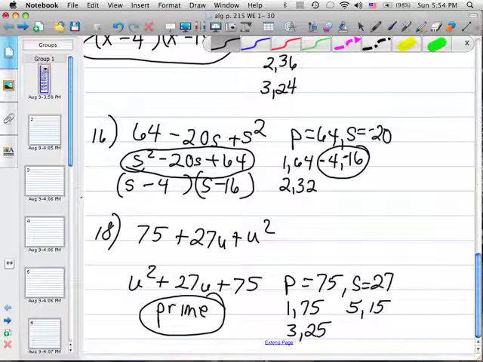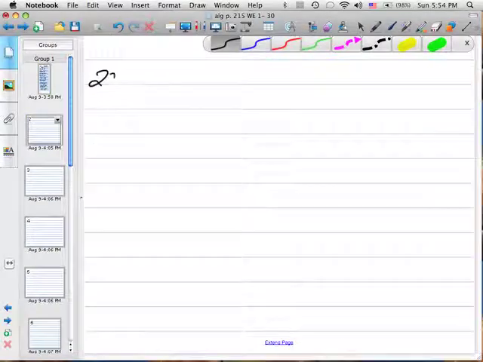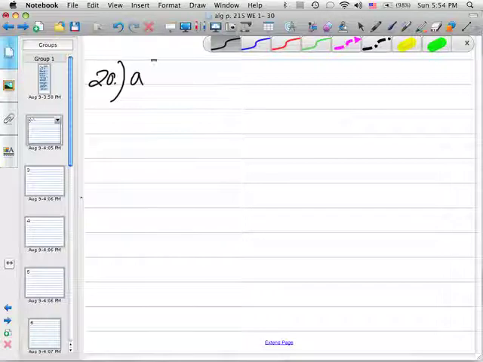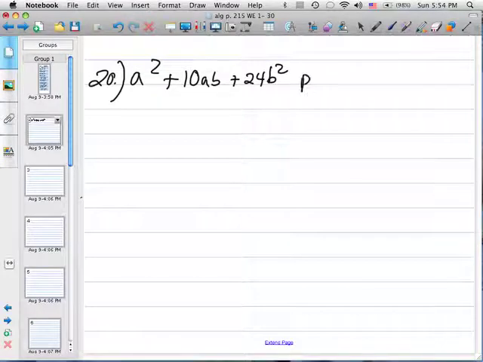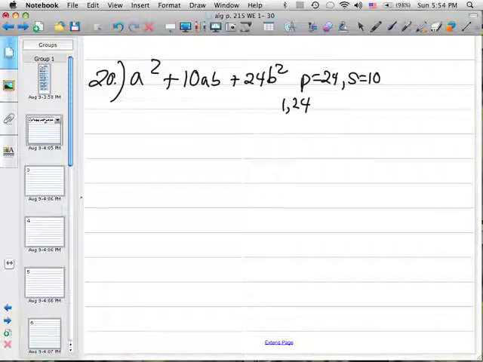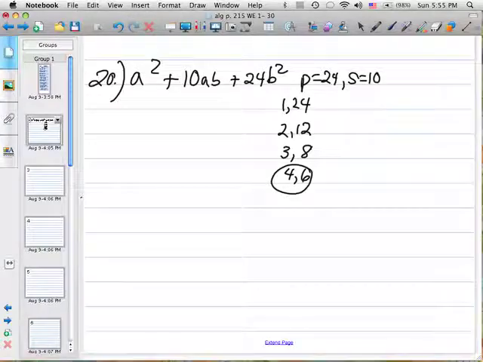And the next set of problems, 20. You'll notice that there's a variable with the last term in these. You have a squared plus 10ab plus 24b squared. So our product has to be 24, and our sum is 10. And the factors of 24 are 1 and 24, 2 and 12, that won't add up to 10, 3 and 8, 4 and 6. So those are the two numbers I want.